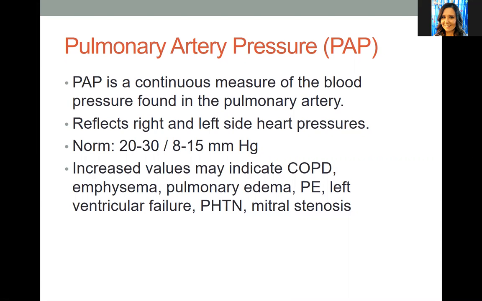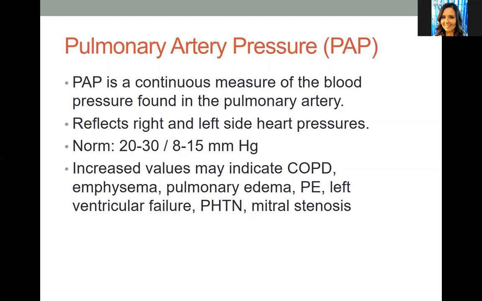Any condition that increases our pulmonary vascular resistance, so PVR, increases our pulmonary artery pressures. So if we have high pressure in our pulmonary vasculature, that right side of the heart is going to have a hard time pushing against that, thus increasing our pulmonary artery pressures. It indirectly looks at the left side because of the lack of valves between the right side of the heart, the pulmonary vasculature, and the left side. So it kind of indirectly measures it.